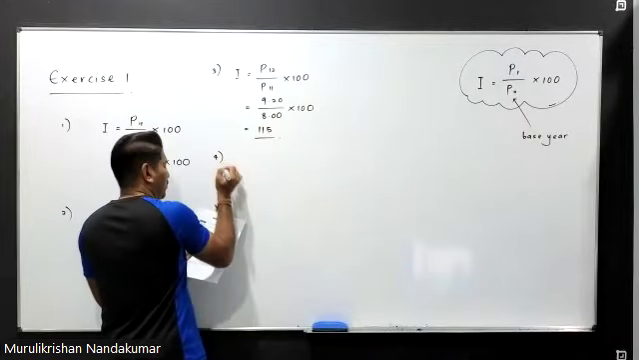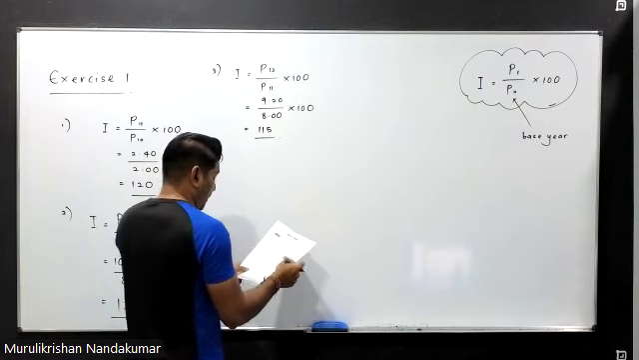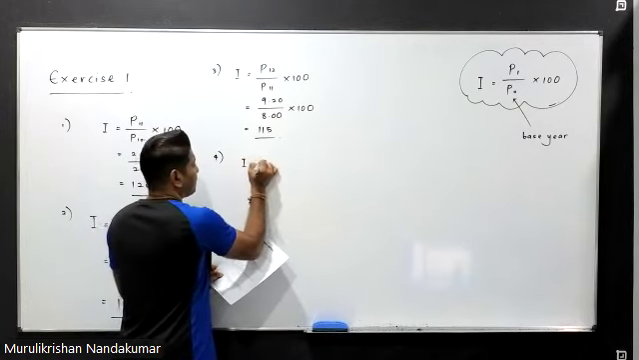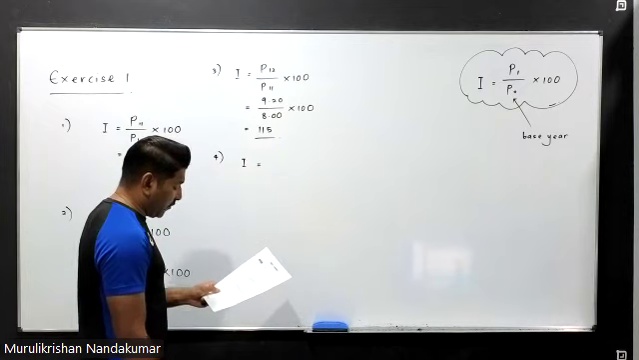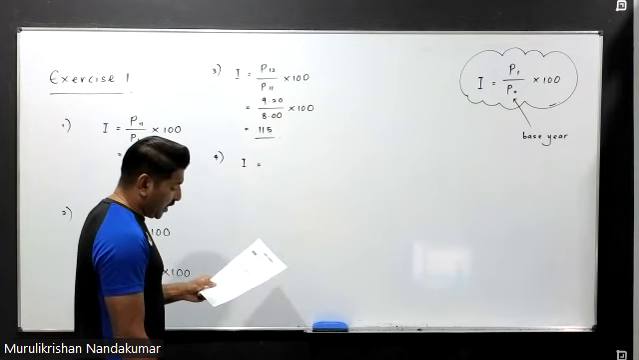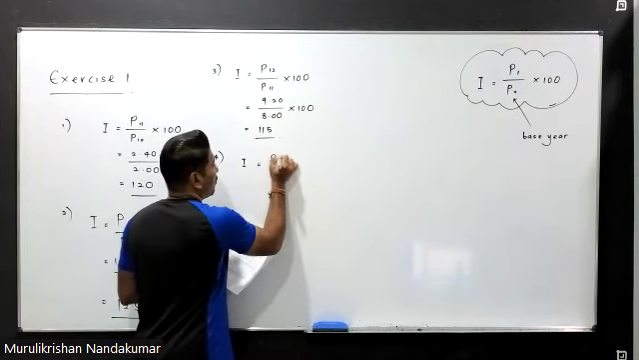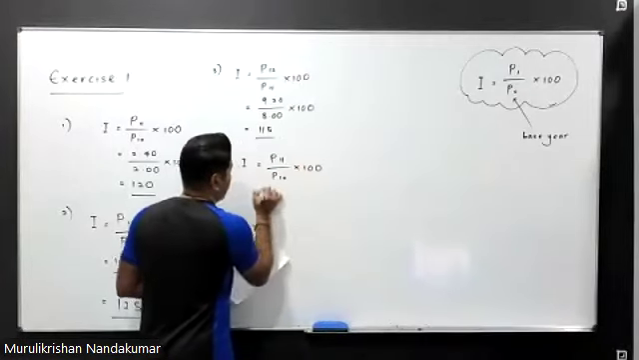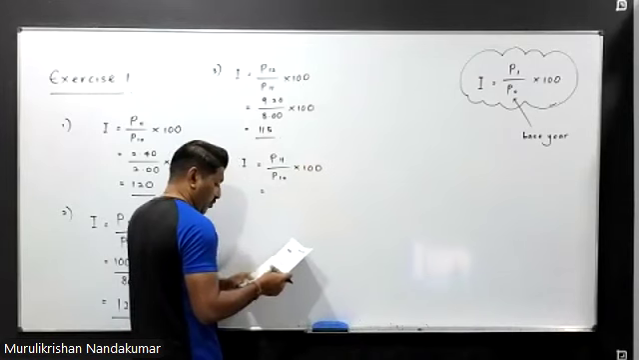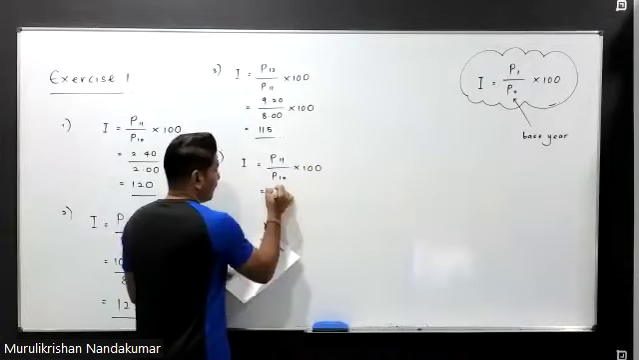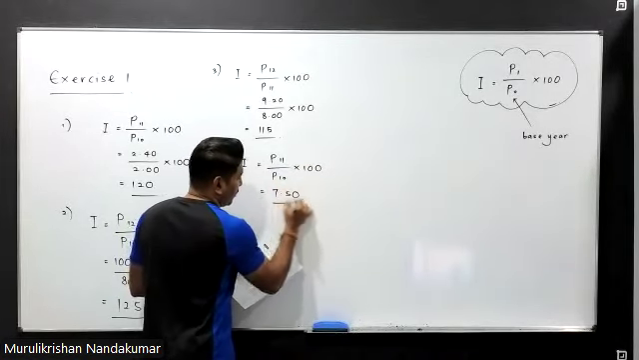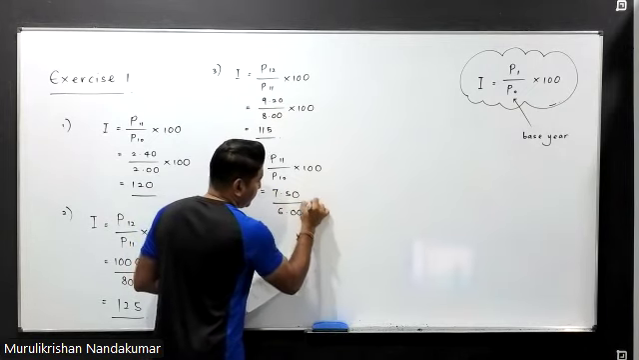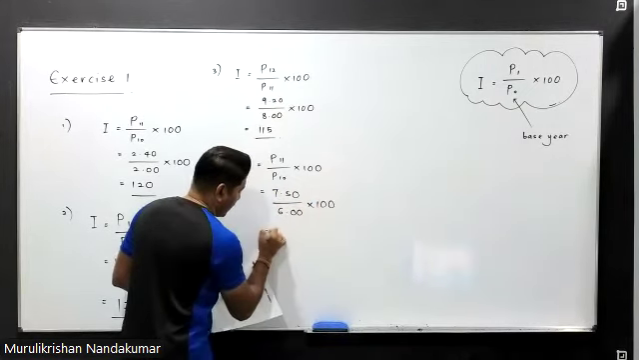Okay, number 4. This one they talk about the packet of coffee powder, 2010 and 2011. So I put 2011 on top, 2010 at the bottom, times 100. So the price of 2011 is 7.50, 2010 is 6 ringgit. Answer?